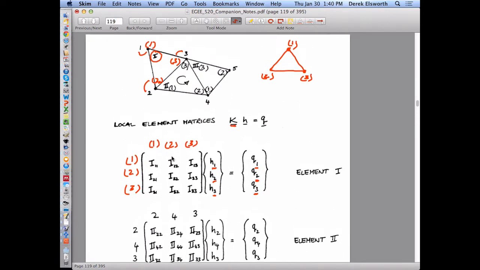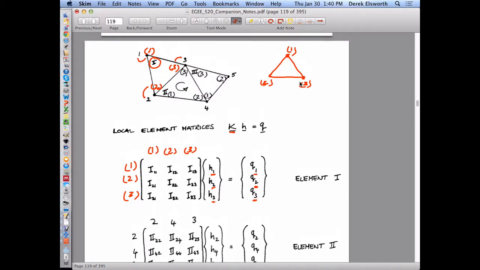So we use K is equal to A transpose D A, times the area of the triangle times thickness.